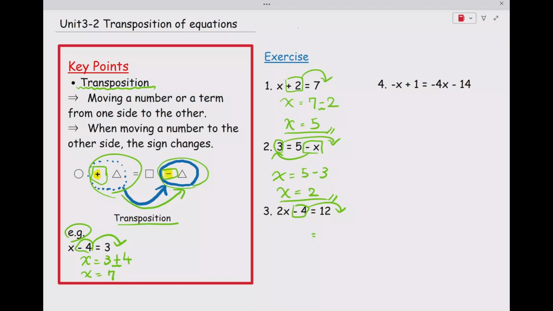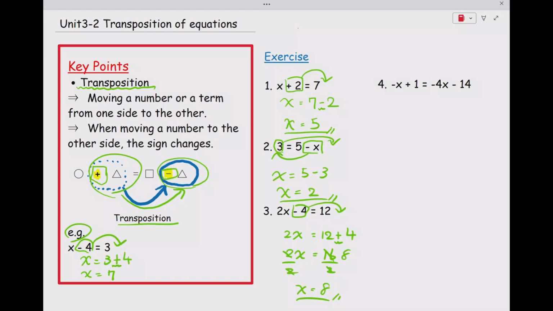So, we move minus 4 to the other side of the equation, jumping over the equals sign. Be careful not to forget to change the sign at this point. So we have 2x equals 12 plus 4. Calculating the right side of the equation, it becomes 2x equals 16. Then, dividing both sides by 2, we get x equals 8.